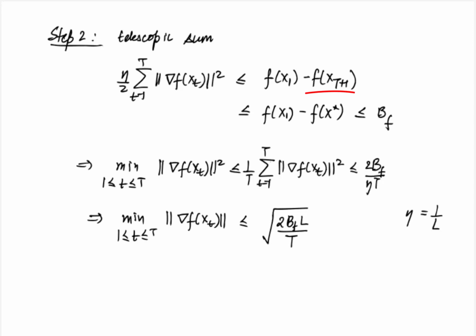So unfortunately in this case it is not possible to obtain the bound on the gradient of f of x capital T directly, and we have to contend with this only. So the bound in this case is saying that the minimum of the gradient norms calculated at iterates decays as 1 over square root T. We can also get the oracle complexity from here by equating this quantity to epsilon so as to obtain that capital T is equal to 2bf L by epsilon square. So this is the required result.